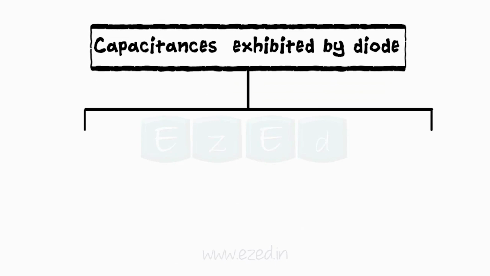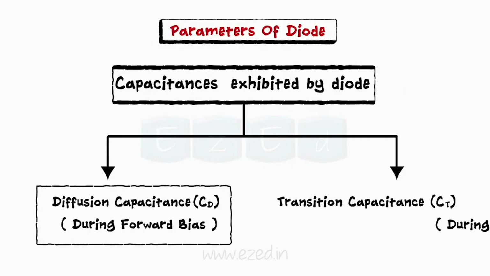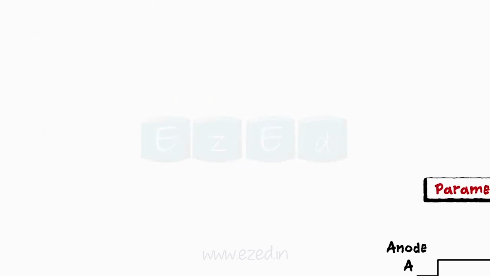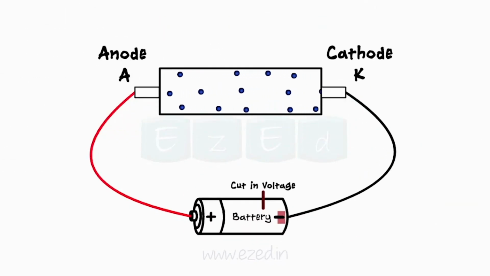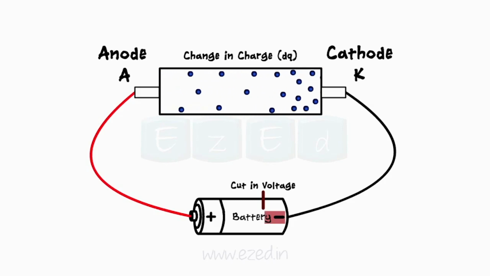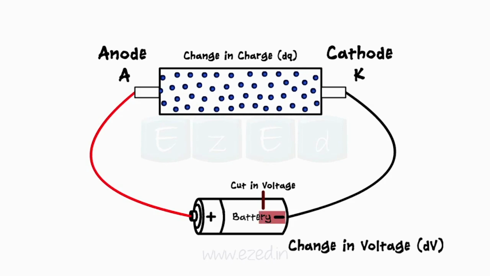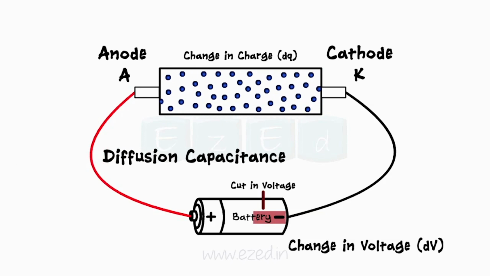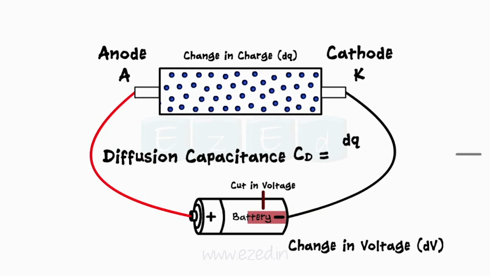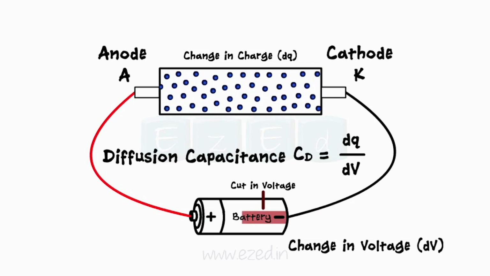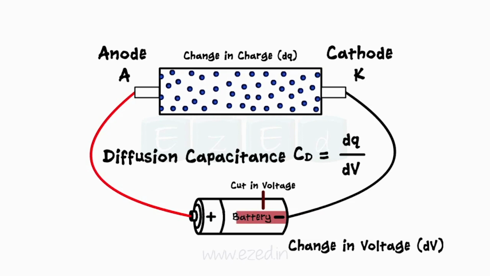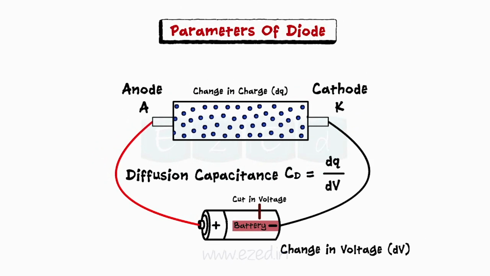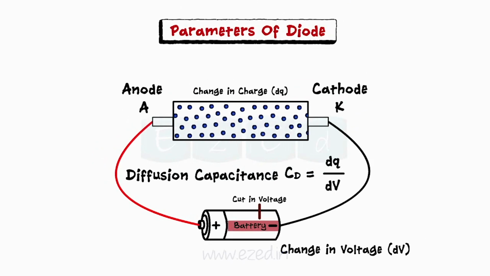During forward and reverse bias, the diode exhibits two types of capacitances: diffusion capacitance and transition capacitance. During forward bias, free electrons from N side cross over to P side, resulting in change in charge. This motion of electrons depends upon applied voltage. Therefore, diffusion capacitance is defined as the change in charge due to change in voltage during forward bias operation of the diode. CD equals dQ upon dV.